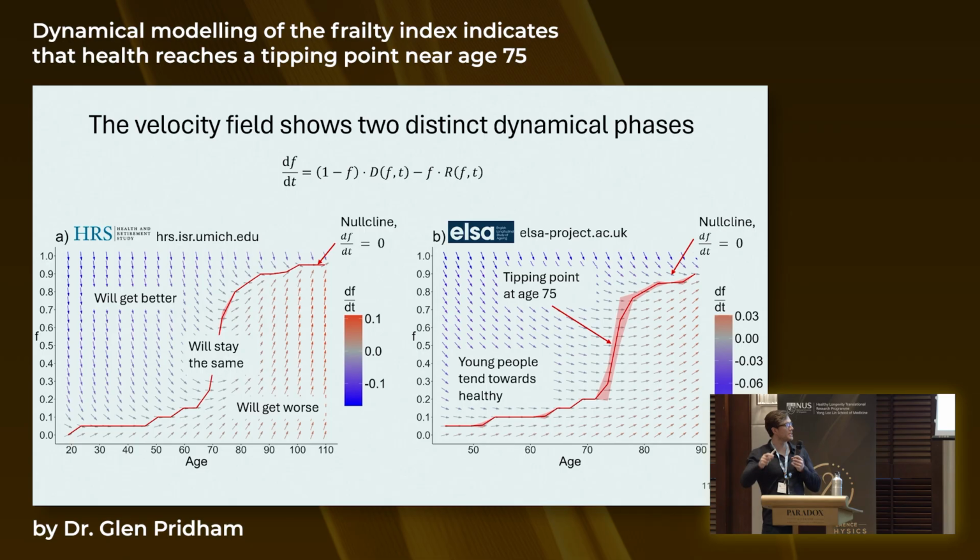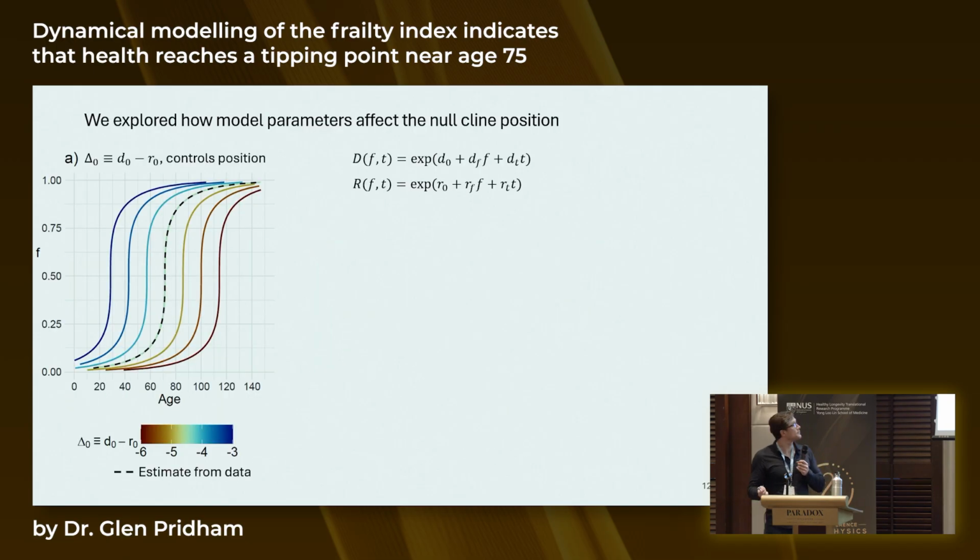And then when you're older, you're going to tend towards the red line, but it's much higher. So you're going to have this older age where it's sort of inevitable you're going to get worse. So we've got 2 distinct dynamical phases. Okay, so then we try to break down how do we understand this in terms of our model.